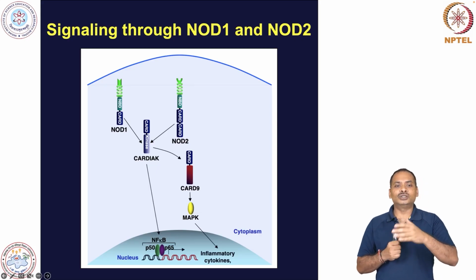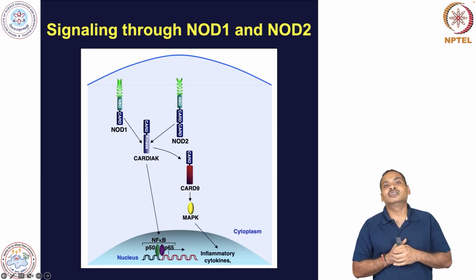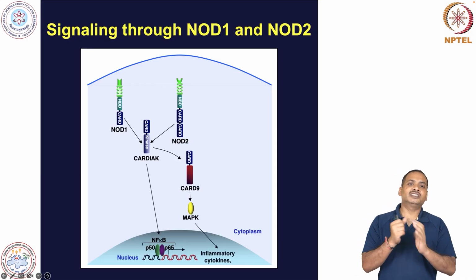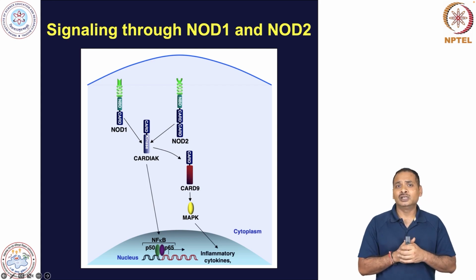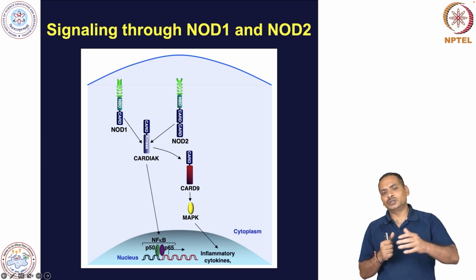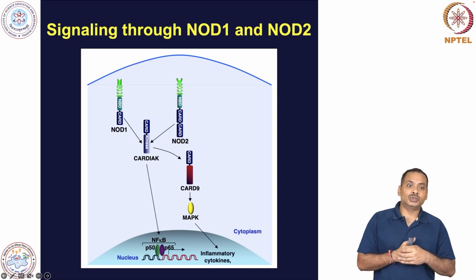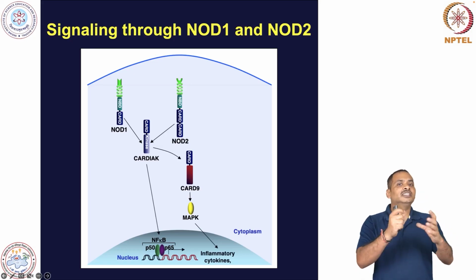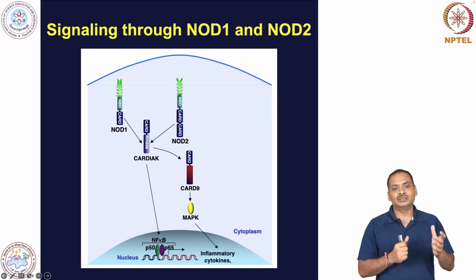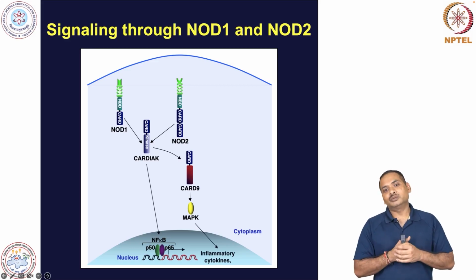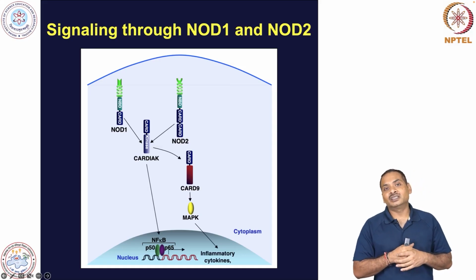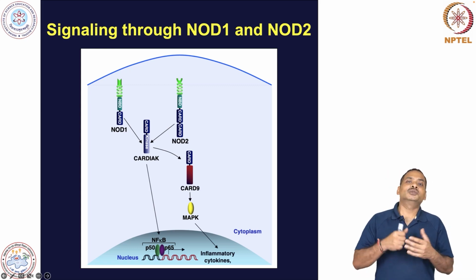So NOD1 and NOD2, upon sensing this ligand, undergo oligomerization. There will be a conformational change, and this conformational change will make it an oligomer, and then this will recruit another CARD-containing protein, which we call RIPK2. This RIPK2 is a key adapter kind of molecule, and this will recruit another CARD-containing protein known as CARD9, and then this can activate MAP kinases, and RIPK2 directly can activate NF-kappa B.